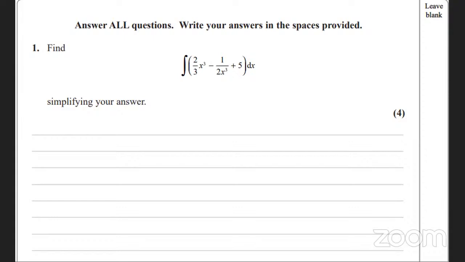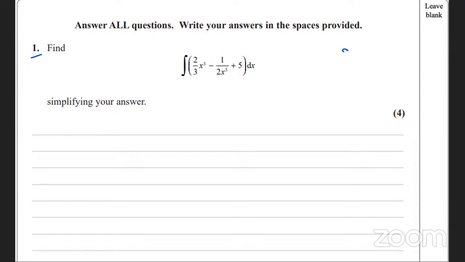Okay. Now this is the first question. Find the integral of 2 by 3x cube minus 1 by 2x cube plus 5. Now again, we have to integrate. And how do we integrate? Now this is a very easy question.